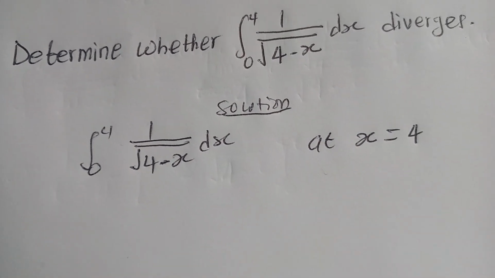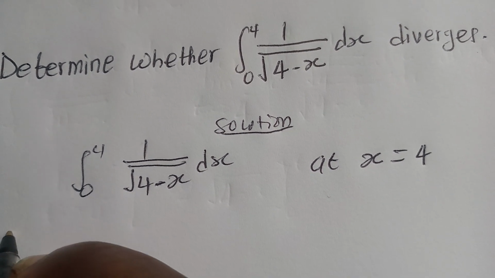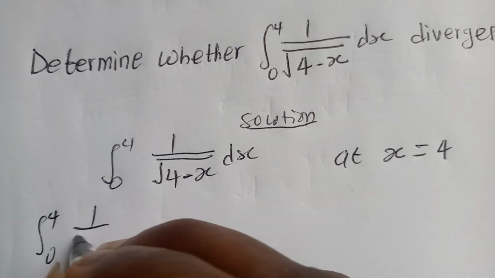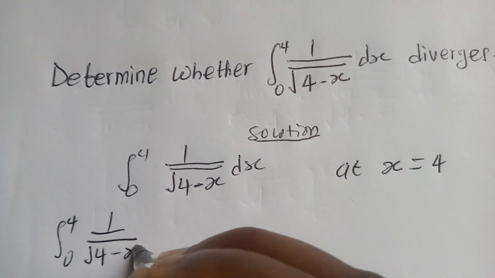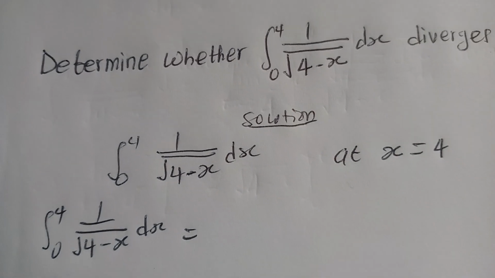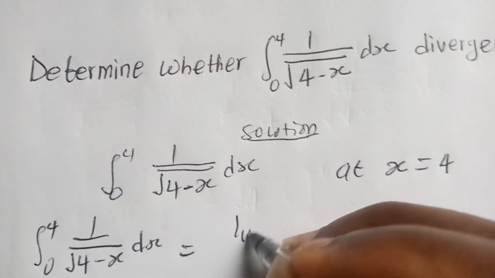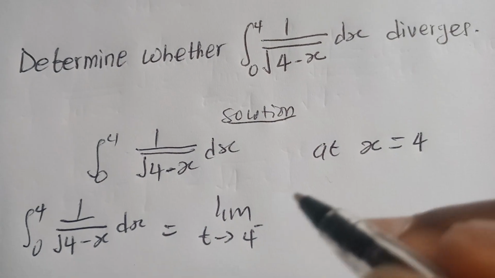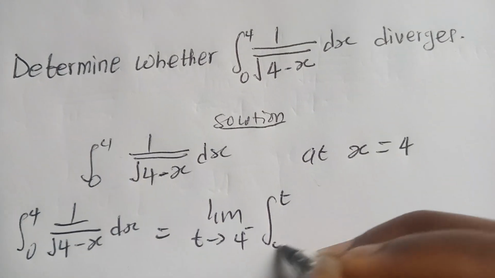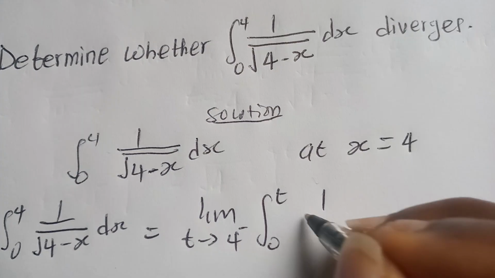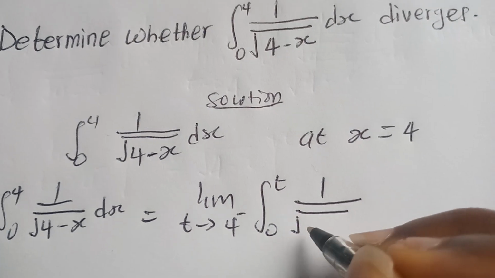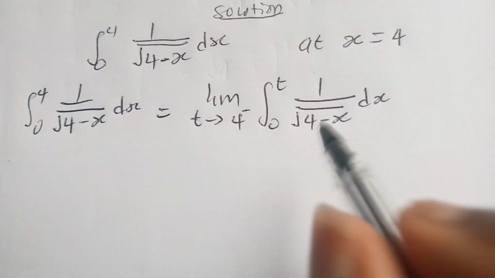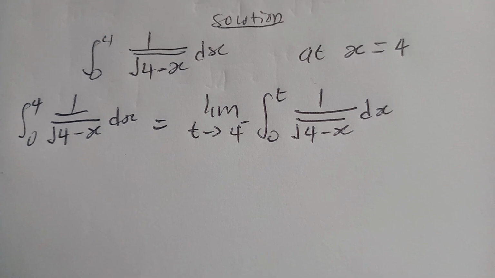So if that happens, then the integral of 1 over square root of 4 minus x dx must be equal to, we now interchange the limit, so we have the limit as t is approaching 4 from the negative, the integral from 0 to t of 1 over square root of 4 minus x dx. So now let's move ahead to integrate this.